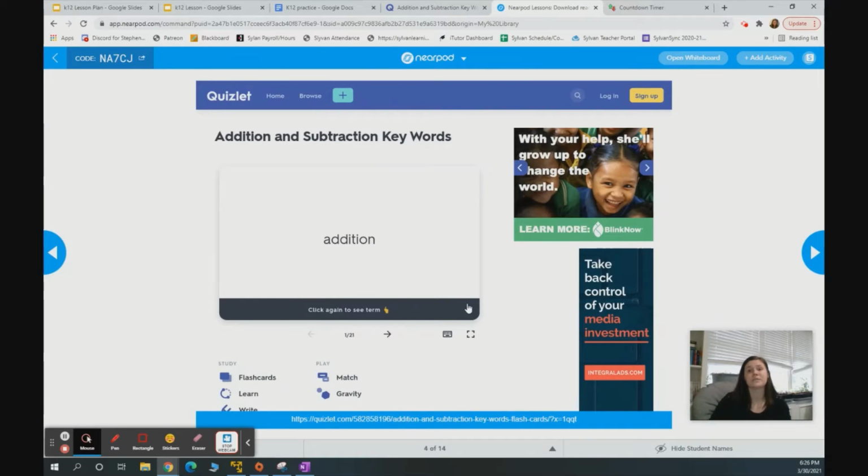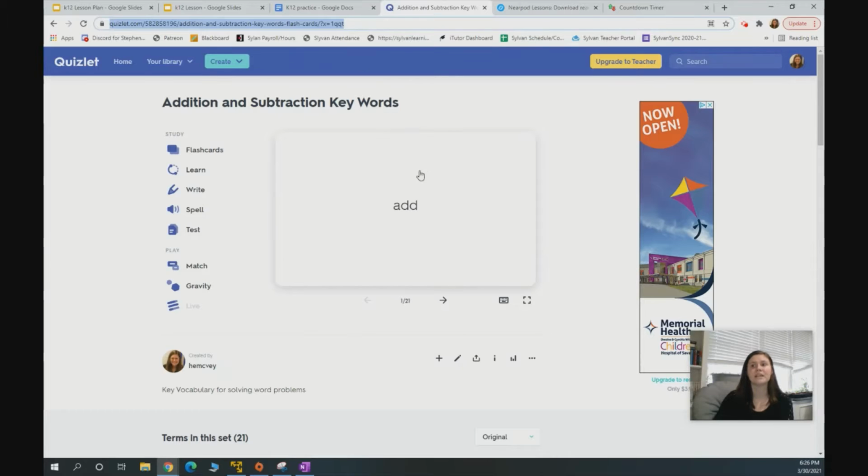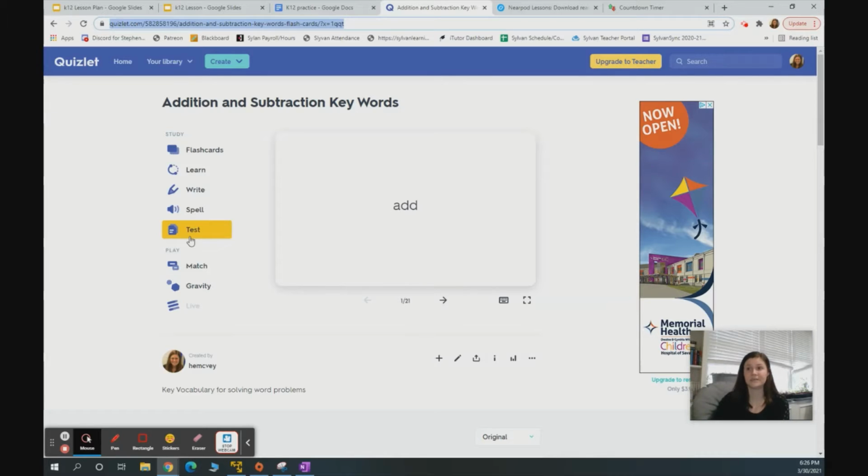At this point, the students would now have access to Quizlet. This link becomes available to them. The link is down here at the bottom, and they have access to do the activities with this. I would ask them to click on the Learn section in Quizlet so that they can practice. When they get comfortable with it, if they open the Quizlet window separately, they can go in and see the test section. Once they feel comfortable, they can do the test section.